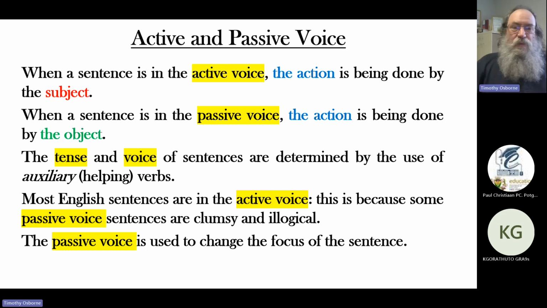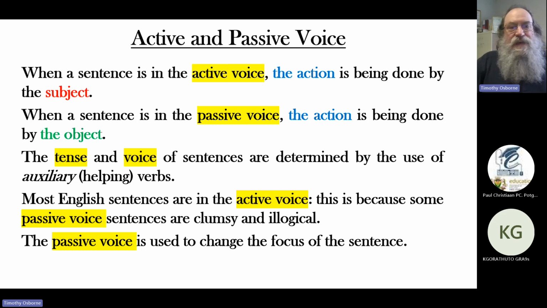I'm out of the meeting. There, I'm back on again. Could somebody give me an idea if you can hear me? We can hear you, Mr. Osborne. Excellent. Let's carry on.